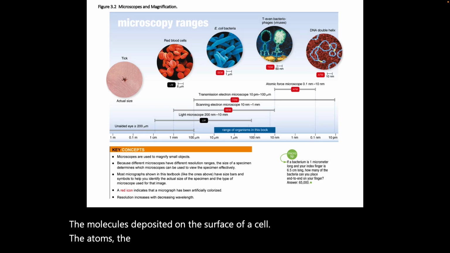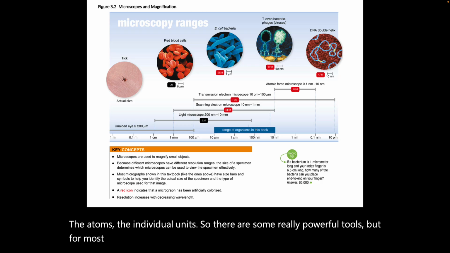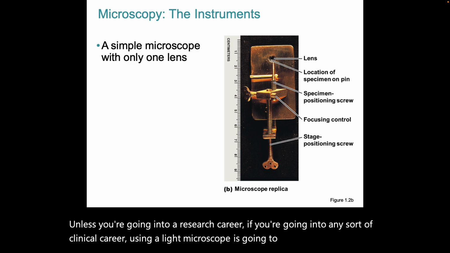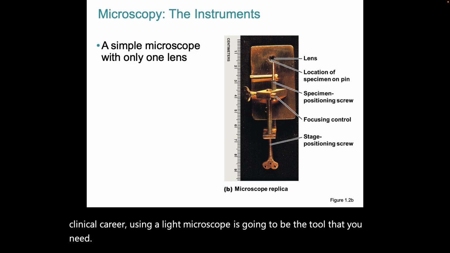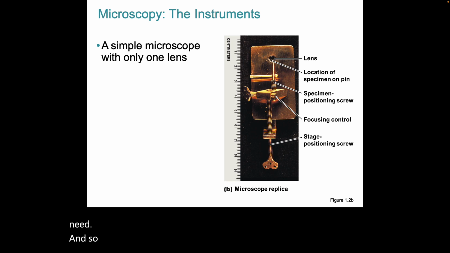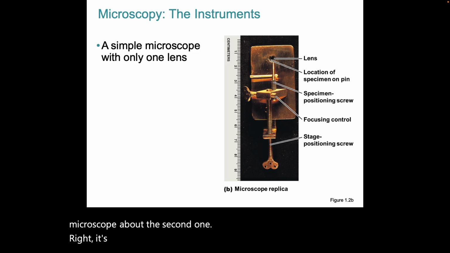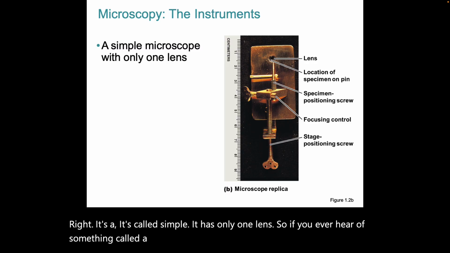So there are some really powerful tools, but for most of our purposes, unless you're going into a research career, if you're going into any sort of clinical career, using a light microscope is going to be the tool that you need. And so this is von Leeuwenhoek's microscope, about the second one. Right? It's called simple. It has only one lens. So if you ever hear of something called a simple microscope, that means it has one lens.